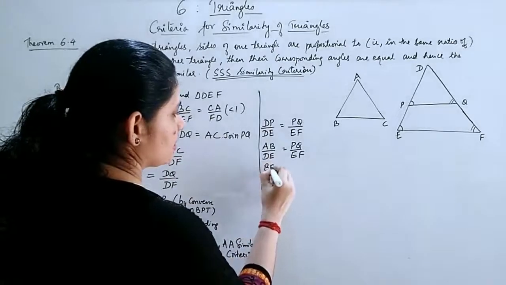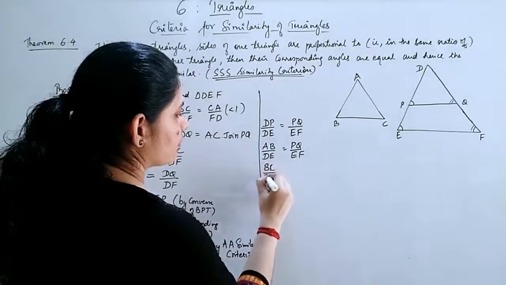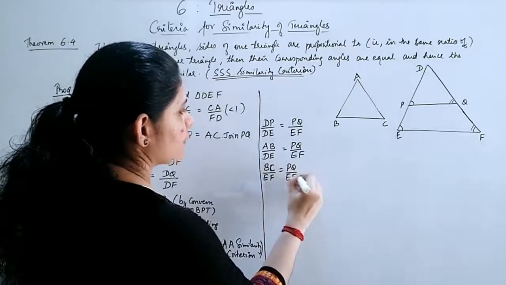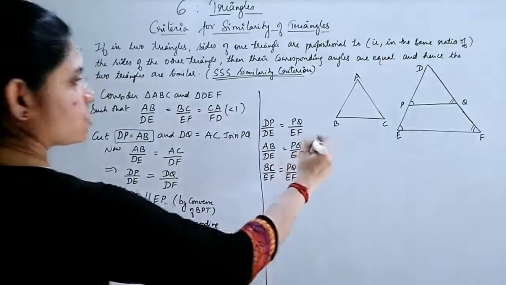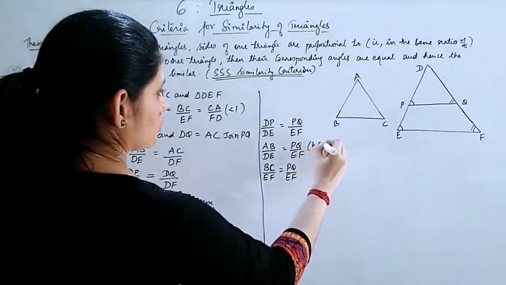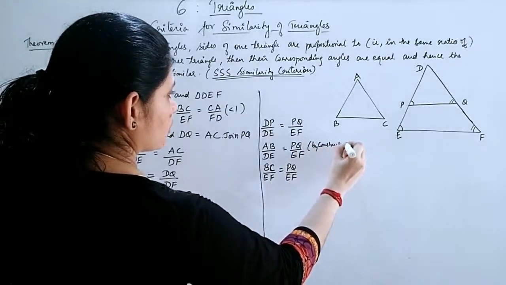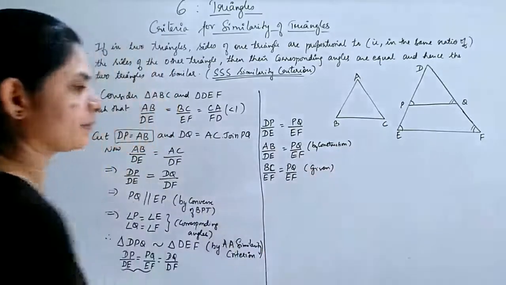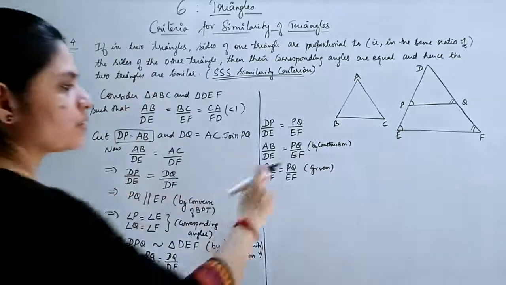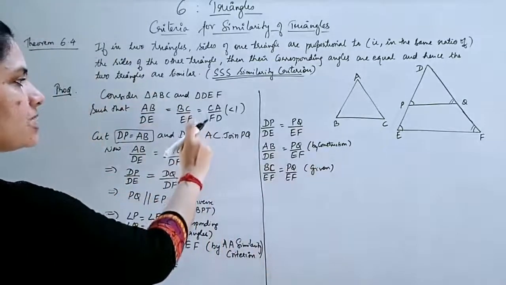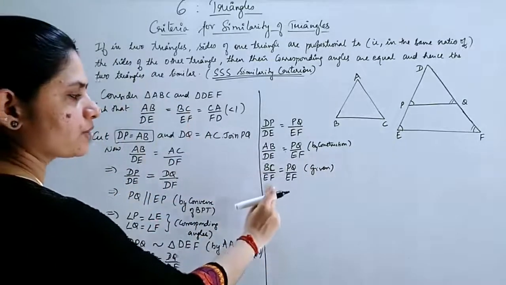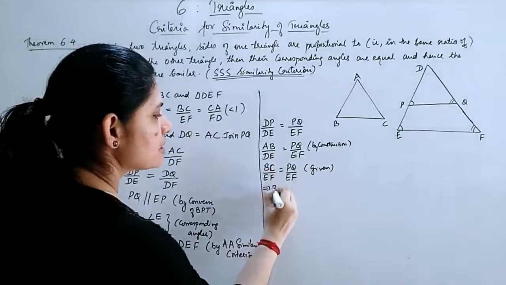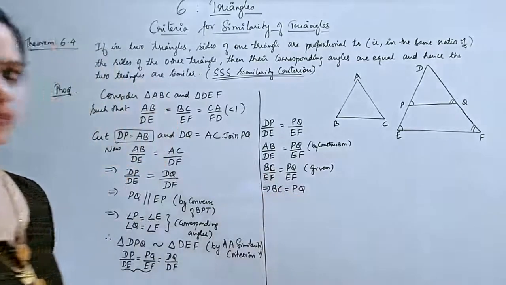BC by EF is equal to PQ by EF. This is by construction, and this is by given fact. Clear? Or you can say, since AB by DE is equal to BC by EF, we have replaced these two values. Now from this, see, denominators are equal, so you can say that BC is equal to PQ.